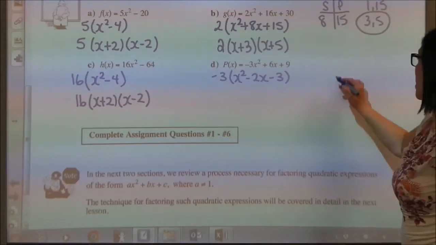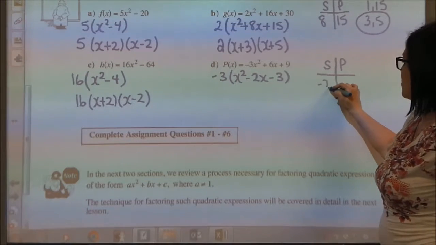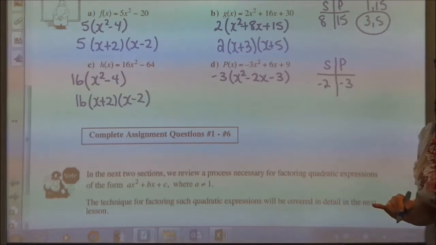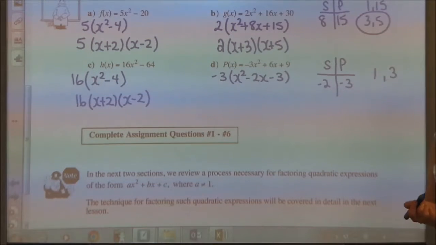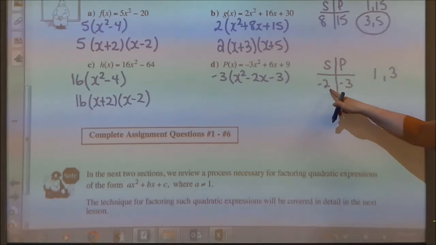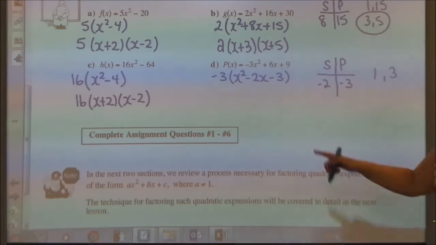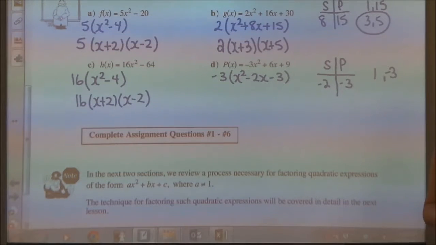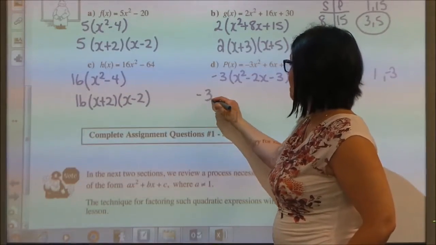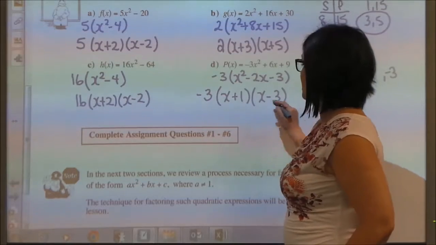So I look at my sum and product chart. Sum is negative 2, product is negative 3. So I think of numbers that multiply to 3. This is the only possibility, 1 and 3. To make this a negative 3 means 1 has to be positive, 1 has to be negative. In order to make this a negative 2, the 3 is what has to be negative. Negative 3 plus 1 is negative 2. So I get x plus 1 and x minus 3.